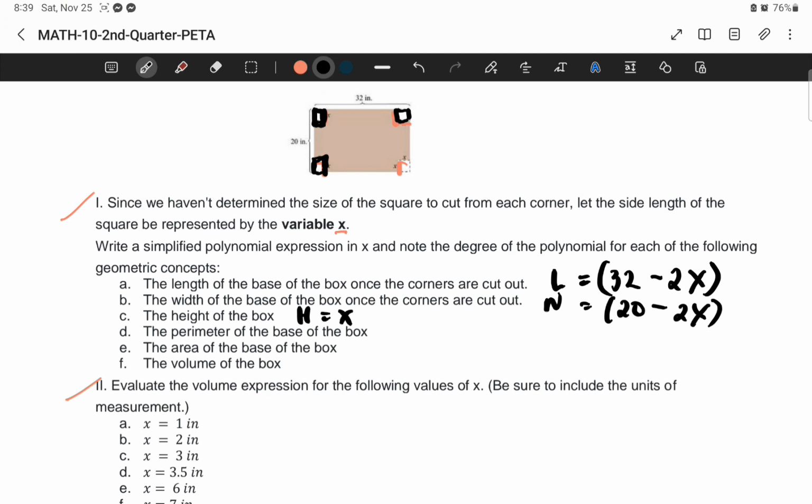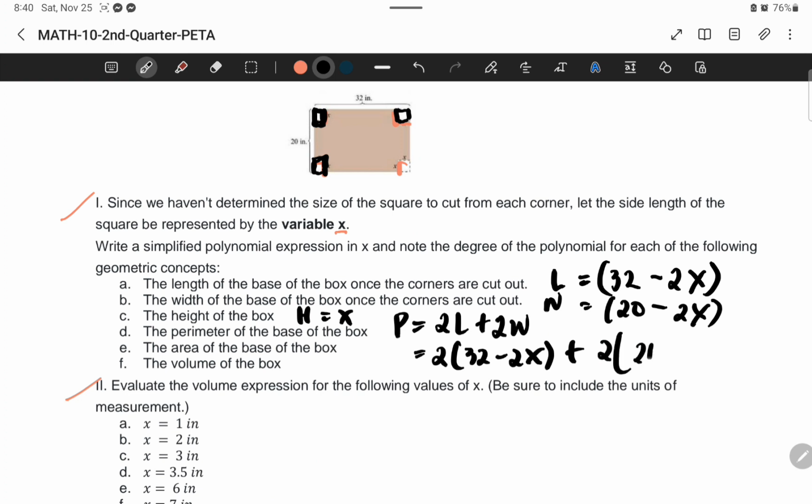Next, the perimeter of the base of the box. So, the perimeter, di ba, ano bang formula for the perimeter of a box? Di ba, ang box na to represent a rectangle. So, paano natin kinukuha yung perimeter ng rectangle? So, that is equal to 2 length plus 2 width. Okay? So, that is equal to 2 times the length, which is yung 32 minus 2x, plus your width, you have here 2 times 20 minus 2x.